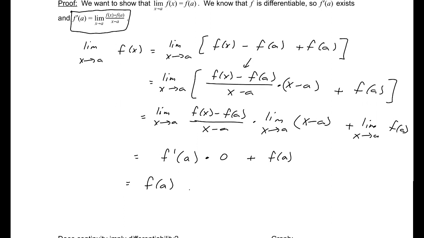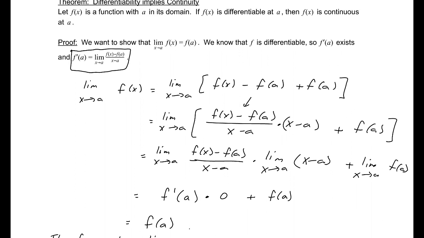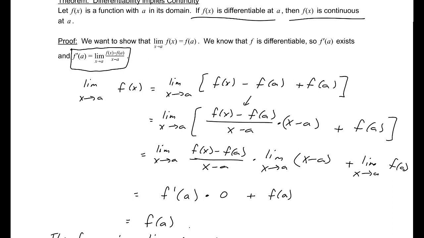All right, so that means, let's go ahead and say this. Therefore, since the limit as x approaches a of f of x equals f of a, we conclude that the function f is continuous at x equals a, which is what we wanted to show. We began by saying it was differentiable, and the conclusion is that it is continuous at that point.